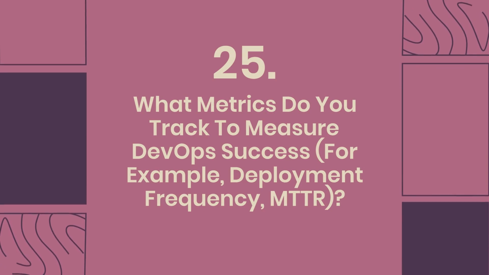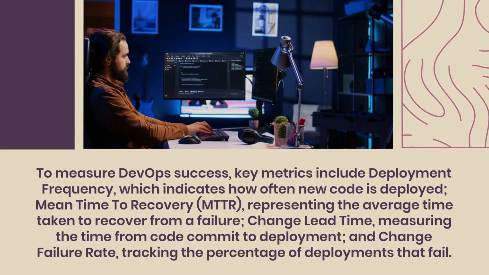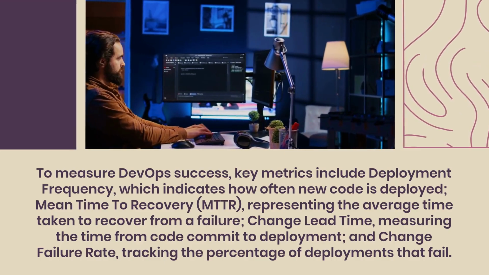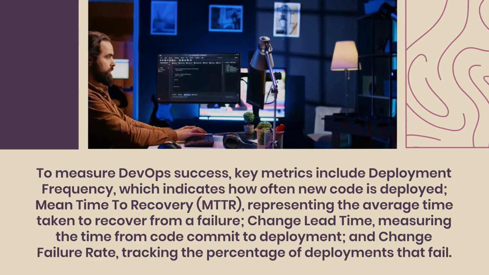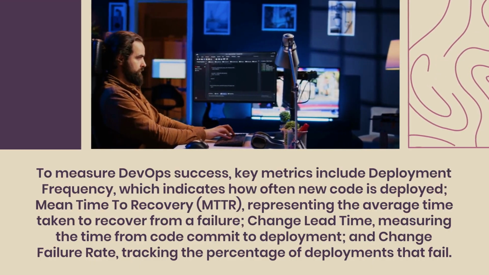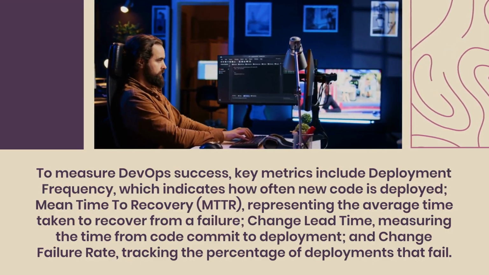25. What metrics do you track to measure DevOps success? For example, deployment frequency, MTTR. To measure DevOps success, key metrics include deployment frequency, which indicates how often new code is deployed, mean time to recovery, MTTR, representing the average time taken to recover from a failure, change lead time, measuring the time from code commit to deployment, and change failure rate, tracking the percentage of deployments that fail.